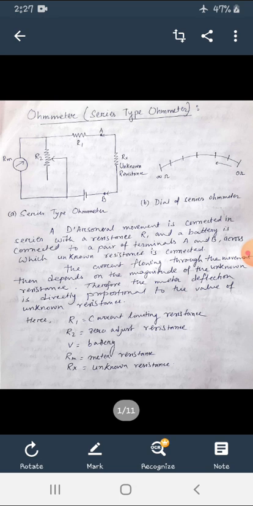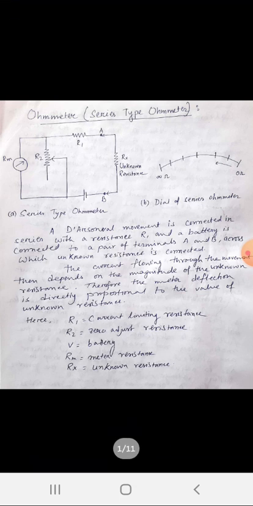First of all, we have to know what an ohm meter is. An ohm meter is the measuring instrument through which we can measure resistance. All of you know the unit of resistance is ohm, so from the unit name it is ohm meter. Through this you can easily measure an unknown resistance.